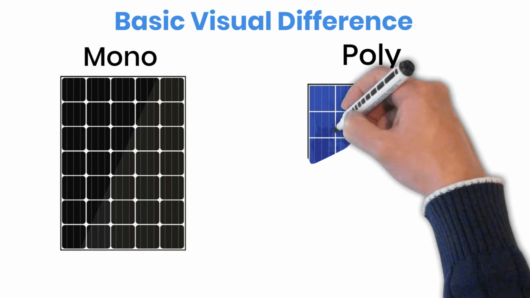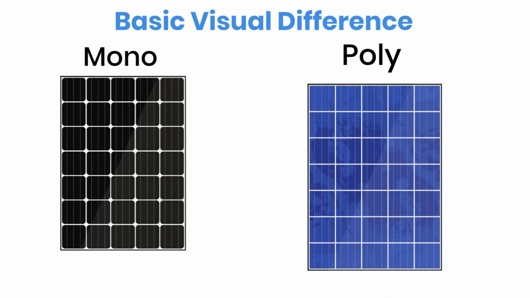Polycrystalline panels, on the other hand, are typically lighter blue. Their cells have a more square appearance and the edges are not rounded in the same way. Some people even choose between the two based purely on how they look on a roof or vehicle.